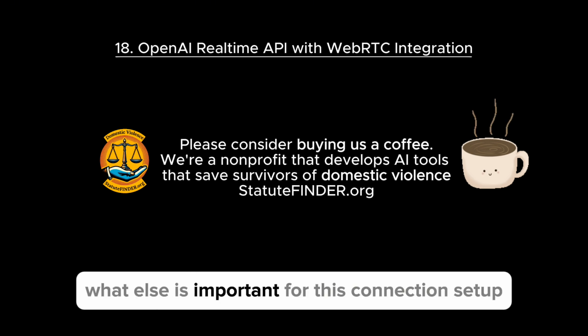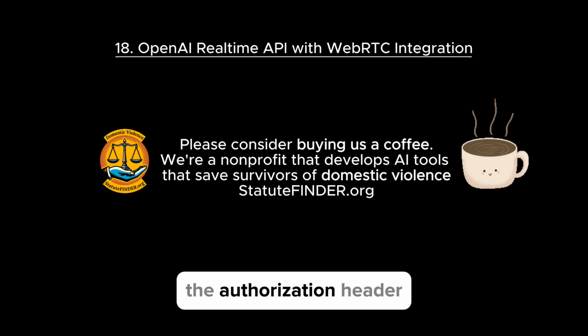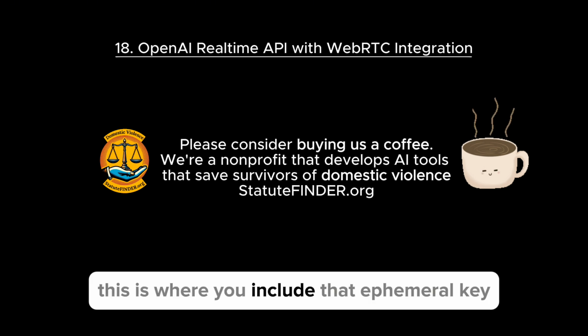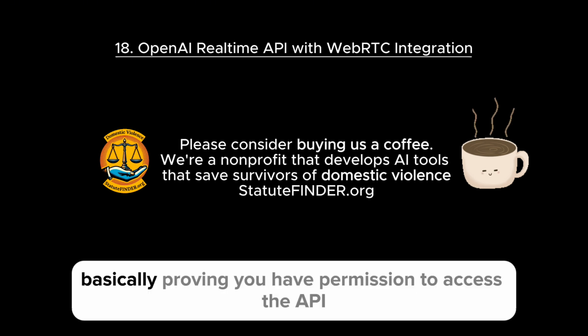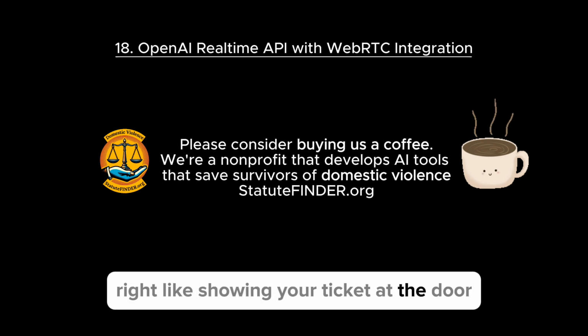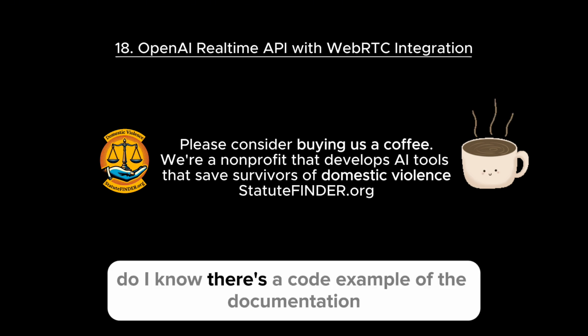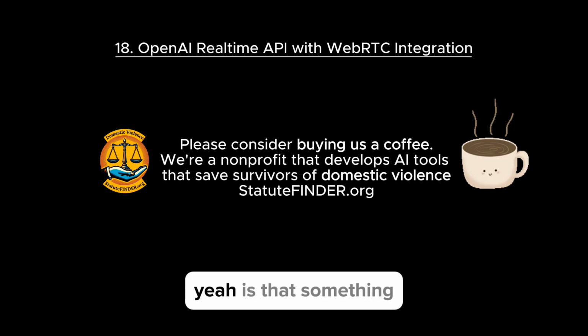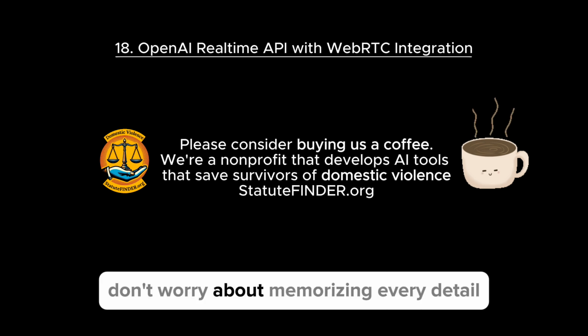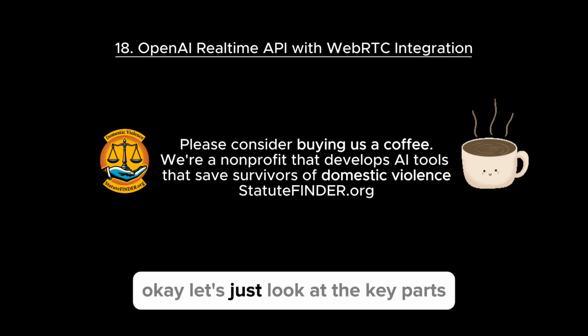Exactly. What else is important for this connection setup? The authorization header. This is where you include that ephemeral key we talked about, basically proving you have permission to access the API. Like showing your ticket at the door. Exactly. So we've got the address, the customization, and the ticket. Makes sense. Now, I know there's a code example in the documentation. Is that something our listeners should try to understand line by line right now? Don't worry about memorizing every detail. Let's just look at the key parts to get a feel for the structure.